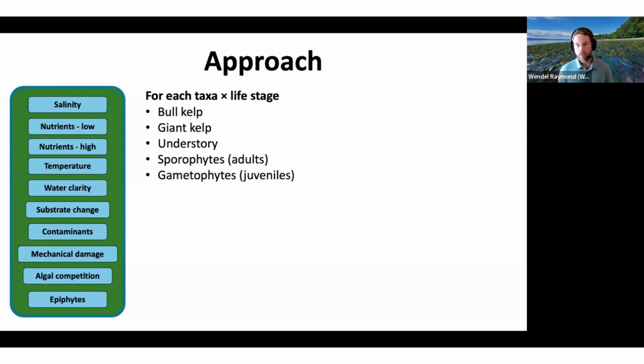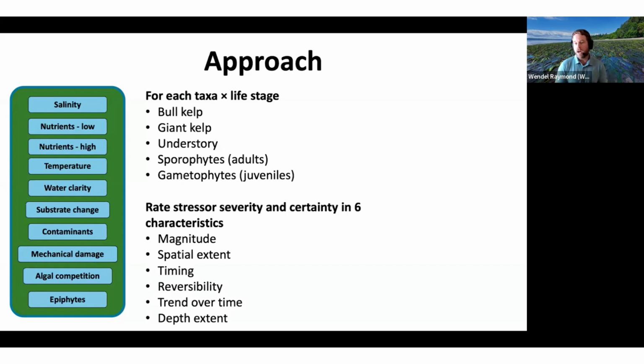and for each of those taxa, the adult or sporophyte phase, and gametophytes for the juvenile life stage. Next slide. So we then rated severity, sort of like how bad is the stressor, and certainty, how much do we know about it, under 6 characteristics. And this is following the similar process done for eelgrass.